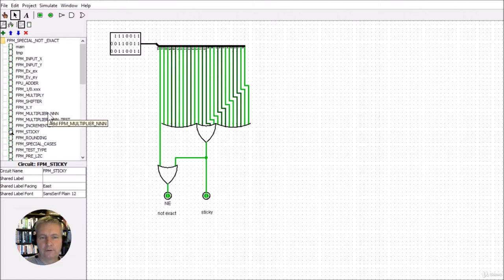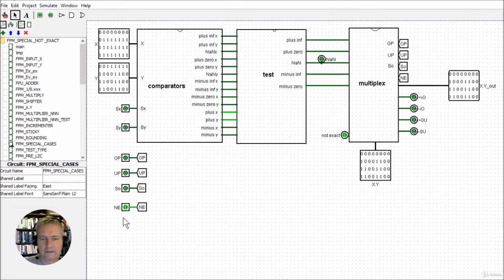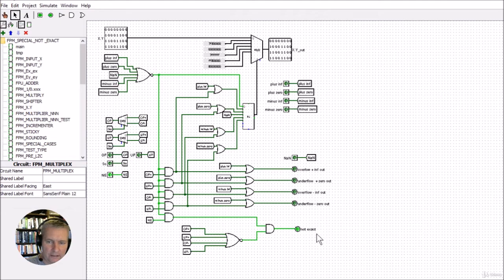Another thing we'll have to do with this flag is I'll call it NE for not exact. So we take that NE and we put it into the special cases. So this is it going through the special cases, and that's the NE input here, and then the NE comes up and it goes into the multiplex. If I head into the multiplex, I'll zoom out a little bit. It's hard to see at this level, but that's the extra section I've added. And this is the not exact output.